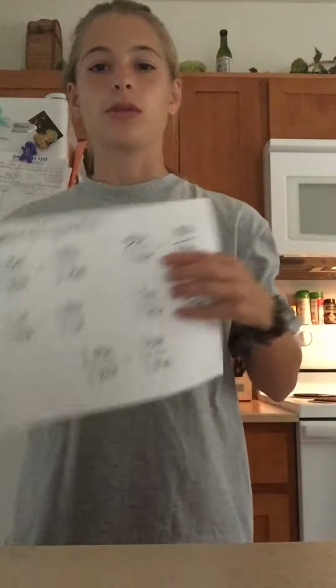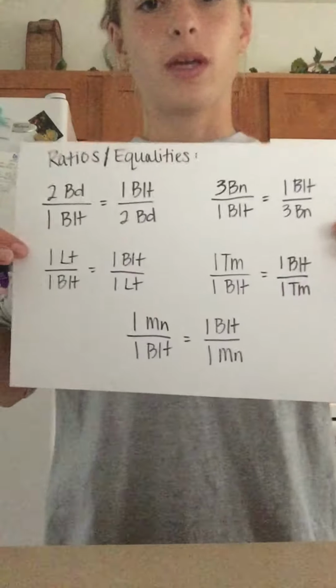So the limiting reactant in this equation would be the bacon, because once you run out of bacon, you can't make any more BLTs. While the excess reactant is going to be the bread, because you're going to have bread left over either way.